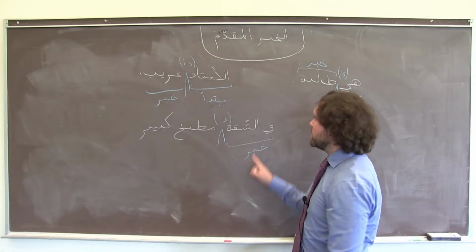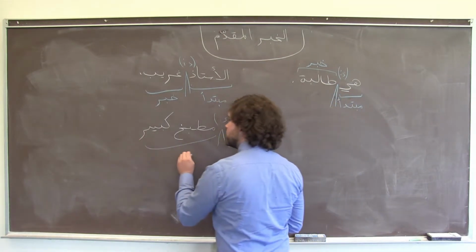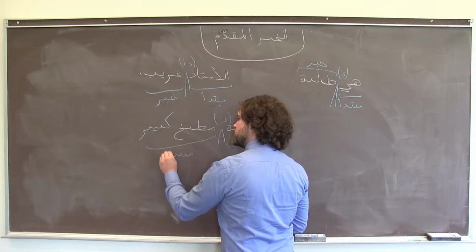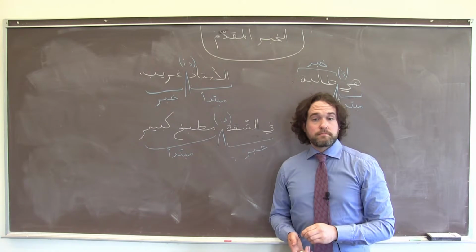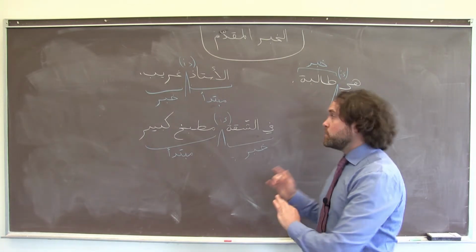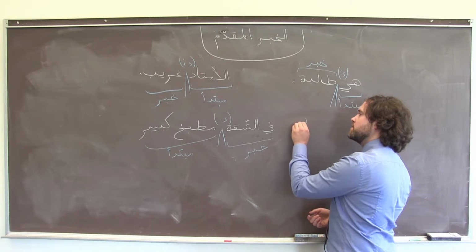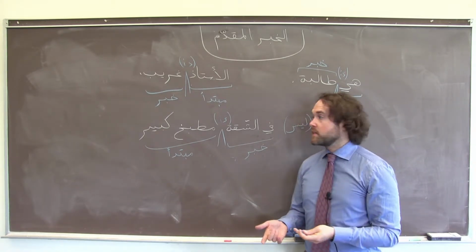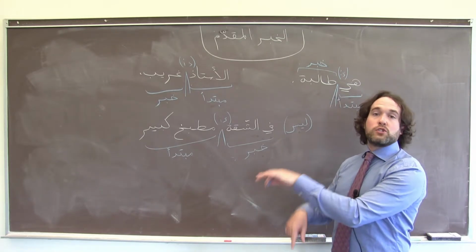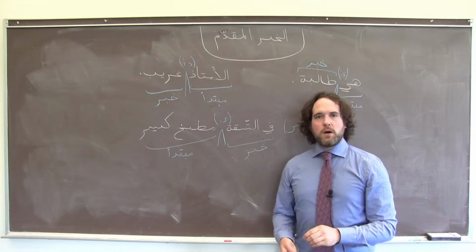What about a big kitchen? Well, it's in the apartment. في شقة. So مطبخ كبير is our mubtada, and في الشقة is our khabar. If we wanted to negate this sentence, all we would need to do is put ليس in front of it in formal Arabic. And laysa wouldn't need to conjugate, we wouldn't need to do anything to it. ليس في الشقة مطبخ كبير.